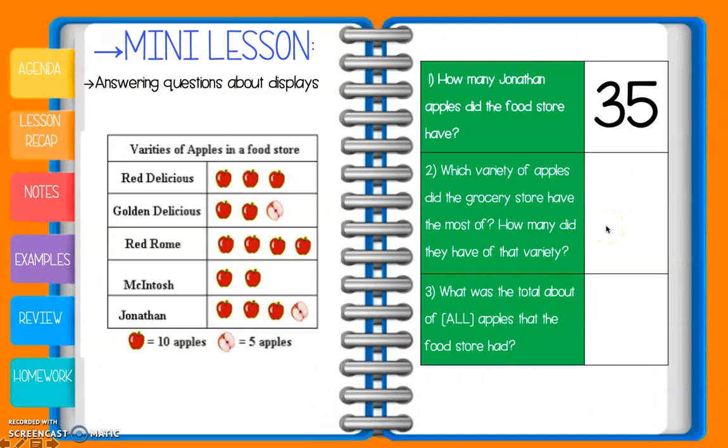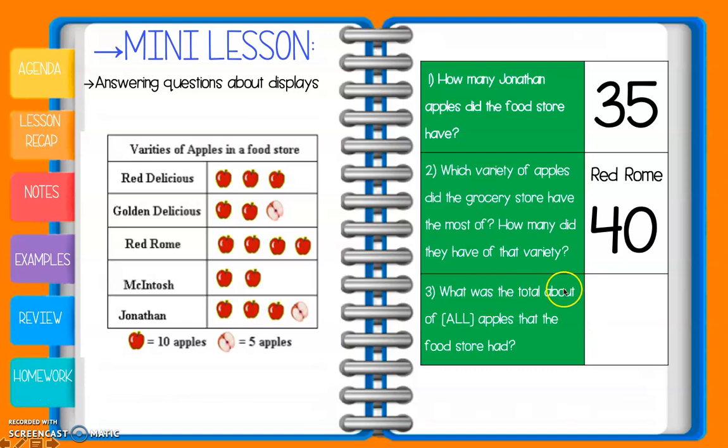Number 2, it says, which variety of apples did the grocery store have the most of? How many did they have of that variety? So we're looking at our chart. This is a two-part question, and we can tell from our chart that the one the store had the most of was the Red Rome. So that's our first answer. Now we need to count them up. We know that these whole apples represent 10, so they had 10, 20, 30, and 40. So they had 40 of them.